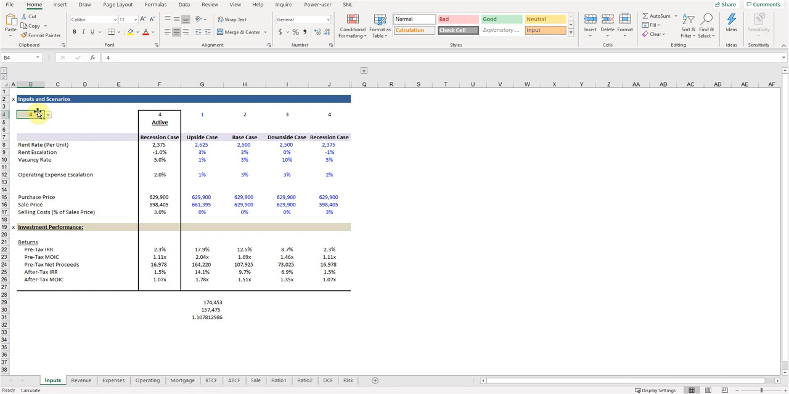So that's how you work the rental property calculator spreadsheet in Excel.